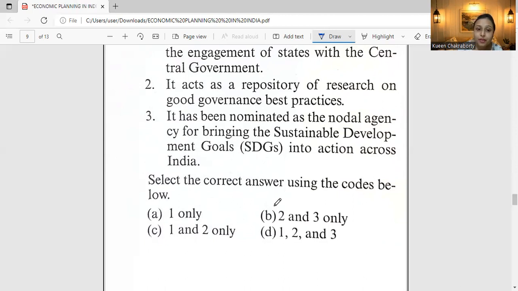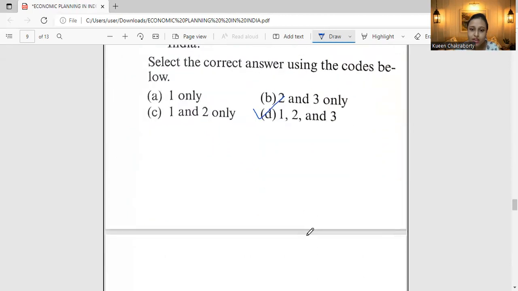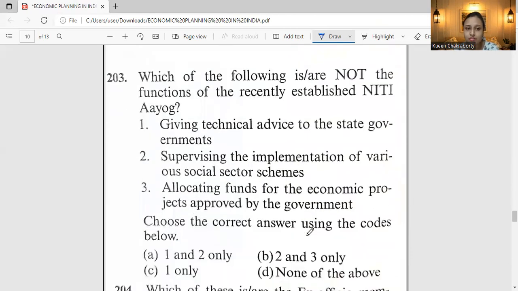NITI Aayog is developing a state-of-the-art resource center with the necessary resources, knowledge, and skills. It will enable NITI Aayog to act with speed, promote research and innovation, and also provide strategic policy visions to the government. NITI Aayog has been nominated as a nodal agency to report the SDGs implementation. So accordingly, all the 3 statements are correct, and option D is the correct answer: 1, 2, and 3.